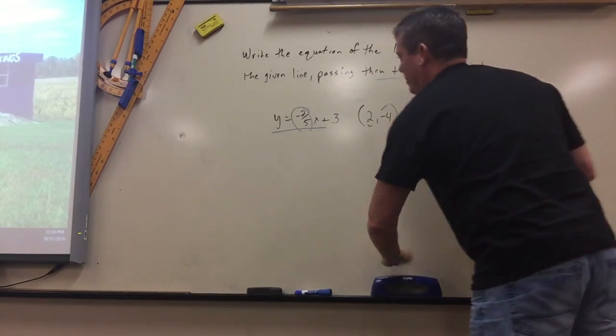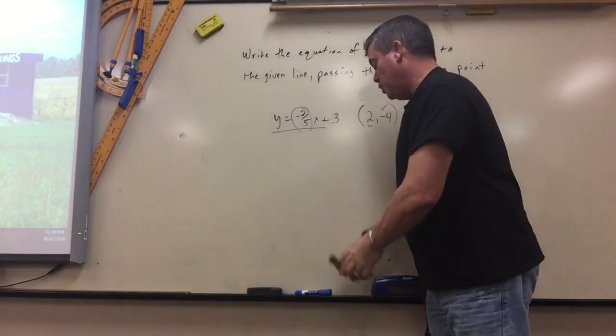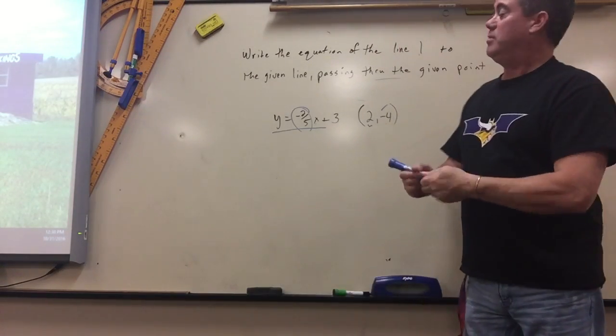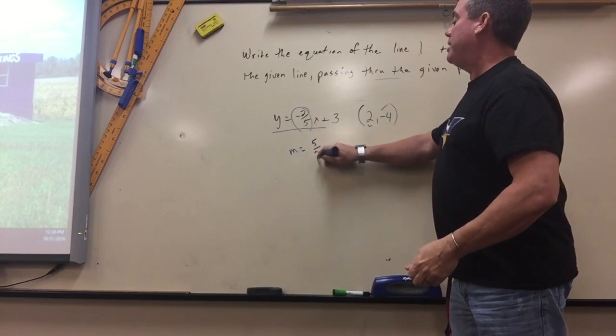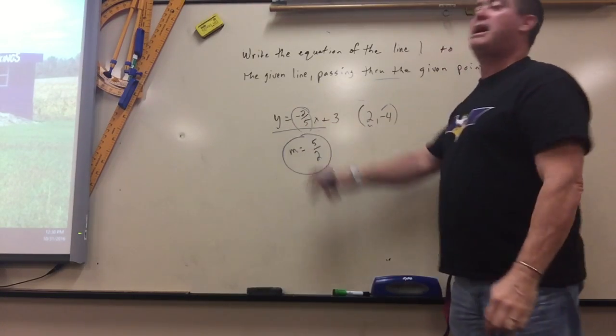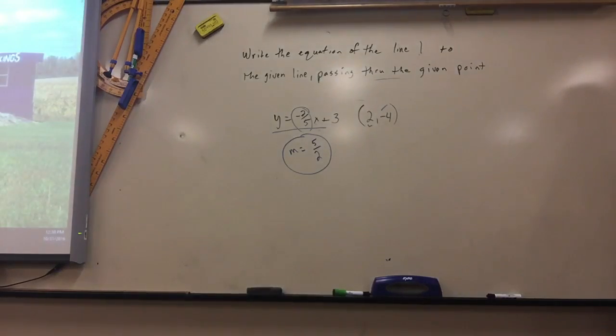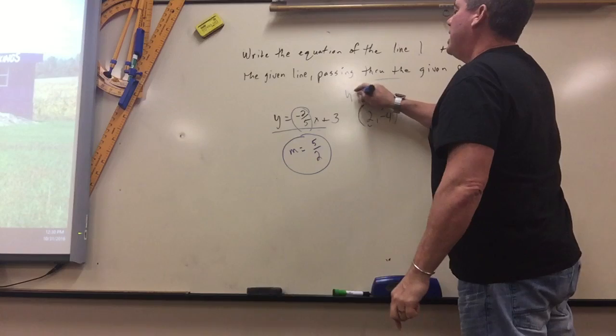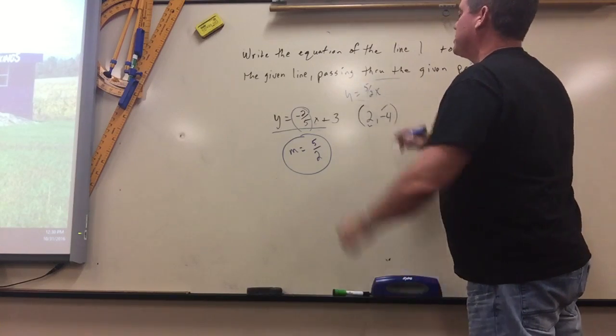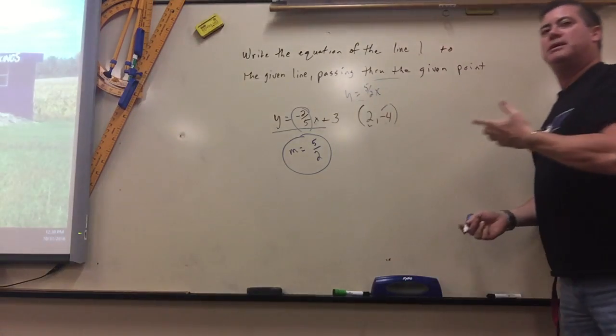So, since it's perpendicular, you don't use the same slope. You do the reciprocal and the opposite. Right. So we gotta use positive 5/2 for the slope. And you do the same exact thing. We know it's gonna be y equals 5/2 x, because that's m. We gotta figure out what b is.